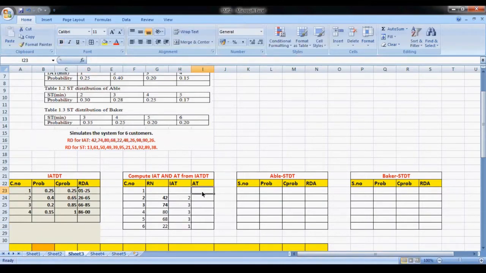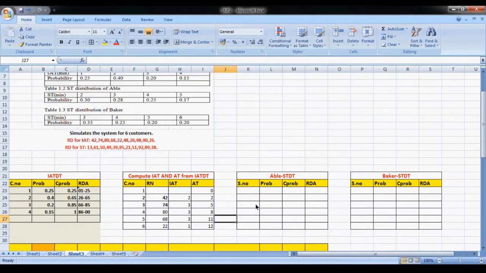So the arrival time for the first customer is 0. The arrival time for the second customer is 0 plus 2, which is 2. The arrival time for the third customer is 2 plus 3, which is 5. The arrival time for the fourth customer is 5 plus 3, which is 8. The arrival time for the fifth customer is 8 plus 3, which is 11. The arrival time for the sixth customer is 11 plus 1, which is 12. We have calculated the arrival times.